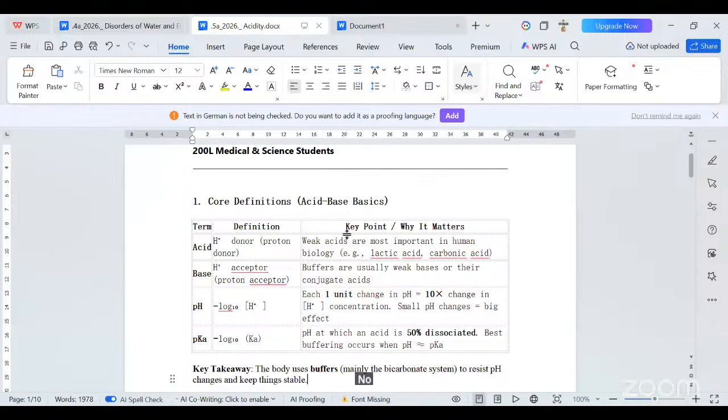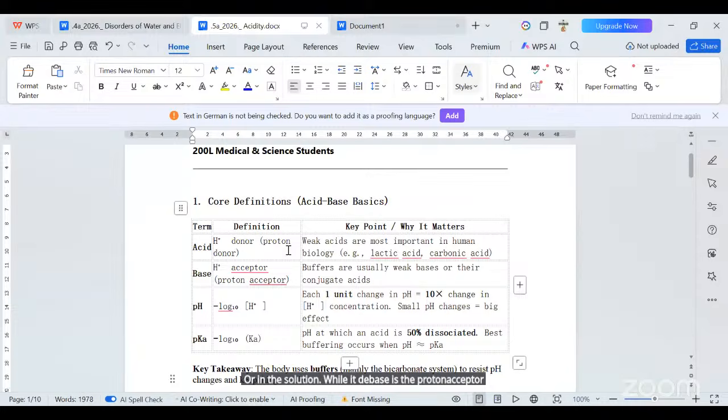Nobody. Okay, to save our time, an acid is a proton donor. That is, an acid donates a proton to its neighboring molecules, or in a solution, while the base is the proton acceptor.